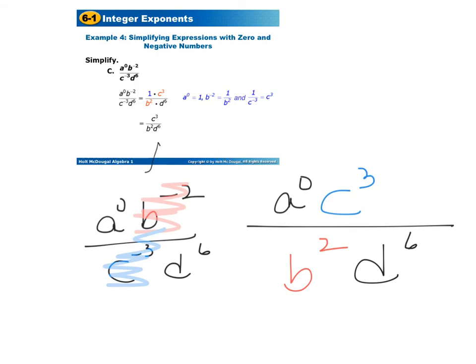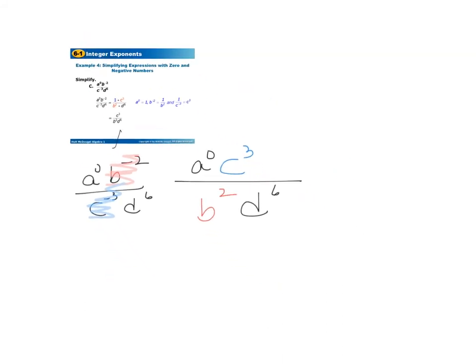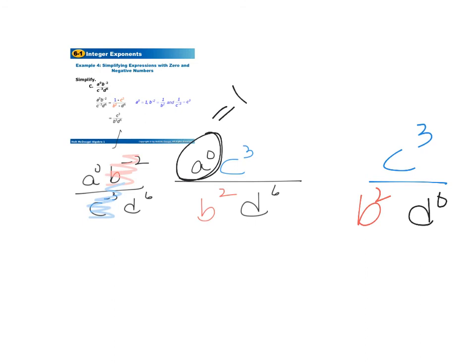The A to the 0, which gives me what? 1. So my final answer here is just going to be the C that I moved, the B that I moved, and then the D that was there, because this equals 1, and I don't need to show it.